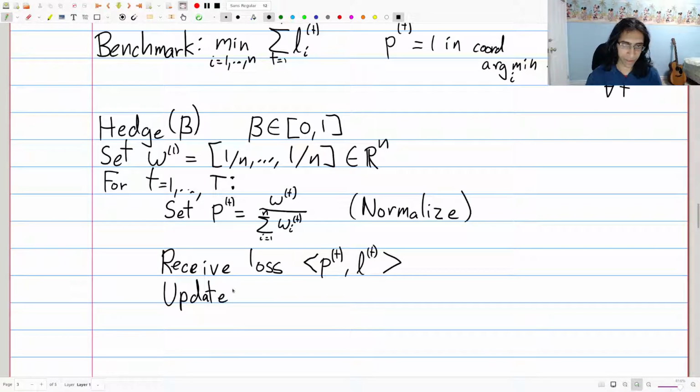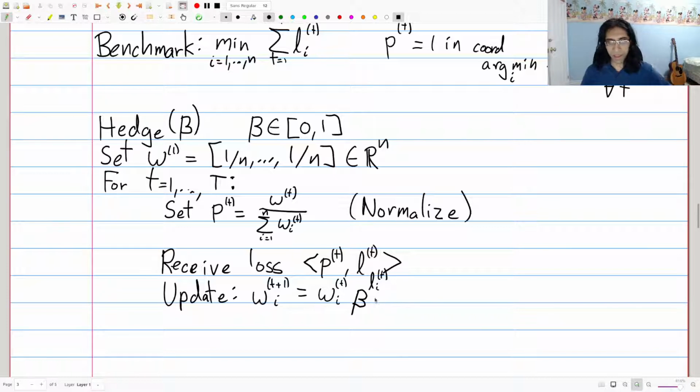So this is natural. The question is just how specifically to update things. And we're just going to do it as follows. We're going to take our old weights, and then multiply them by this constant beta raised to the power of l sub i sub t. So this is known as the multiplicative weight update. And the reason why is because it's kind of intuitive. We have this as our old parameter, and we just multiply it by something in order to update it.